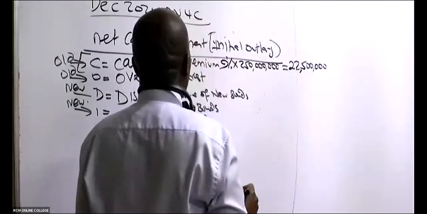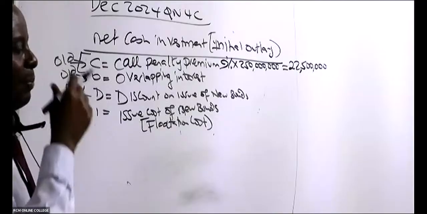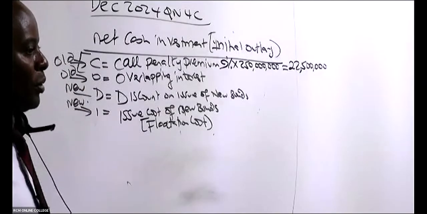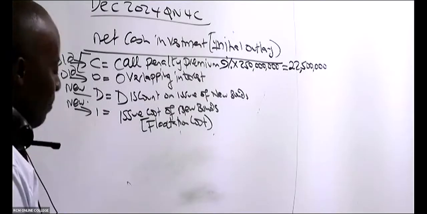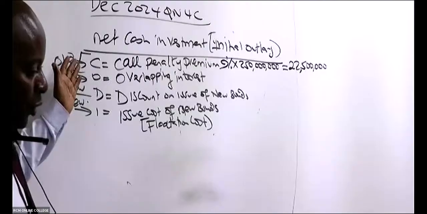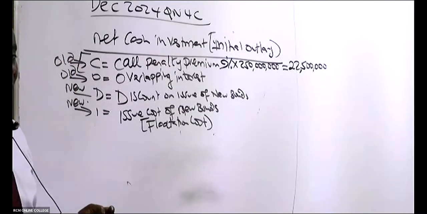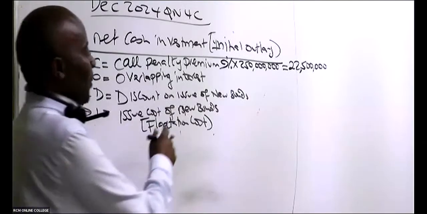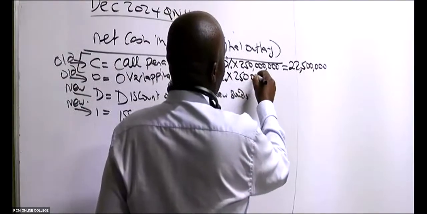Then we go to the overlapping interest. Is there somebody who is able to see the interest of the old bond? Because remember, the two are normally for the old bonds. So the rate of interest for the old bond is 14%. So I will take 14% over 250 million, isn't it?